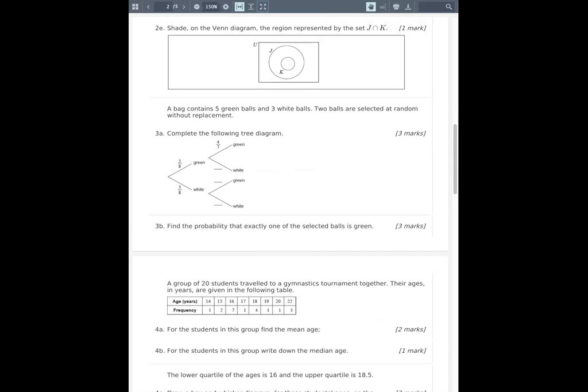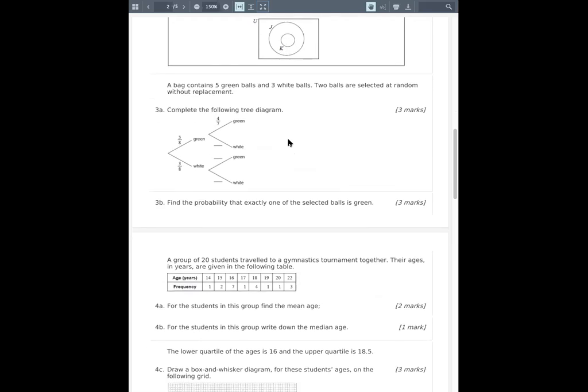Okay. 2E. Shade on the Venn diagram the region represented by the set J intersection K. So yeah, this is exactly what Basil was talking about earlier. What does J and K have in common? It would be the tiny circle in the center. So just this circle would be shaded in. Gotcha. Okay.